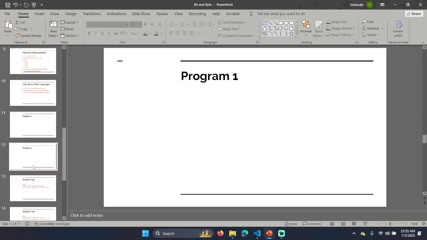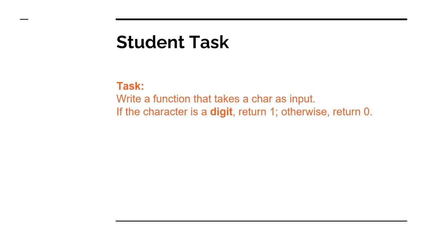Now I am going to give you a task. So this is the question. In this task you will write a function that takes a character as input. Then if the character is a digit, it will return 1. Otherwise, it will return 0. So now pause this video and please write the right answer in the comment section. And after that, just resume the video.